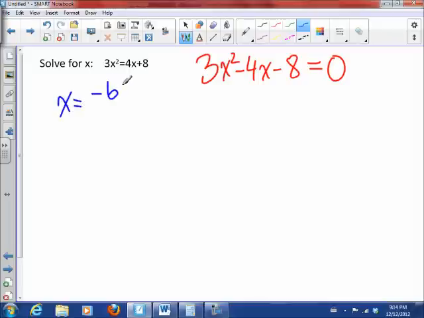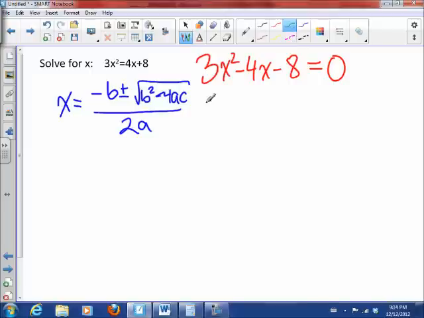Negative b plus or minus the square root of b squared minus 4ac over 2a. I also want to write down what a is, what b is, and what c is. Notice that the b is negative this time as well. Now we're going to go on and substitute.